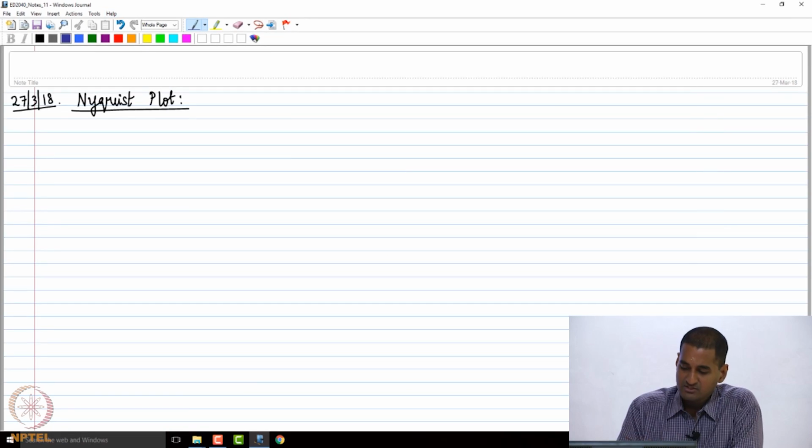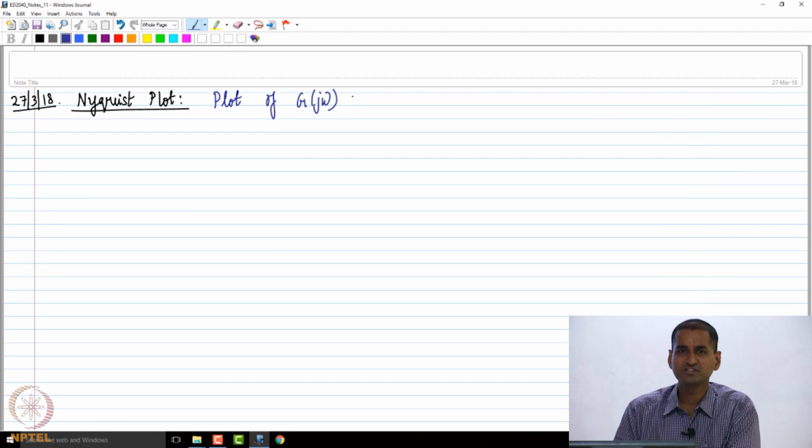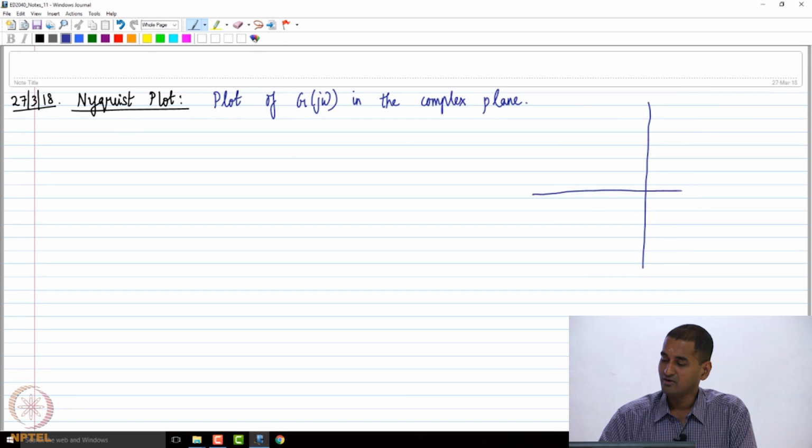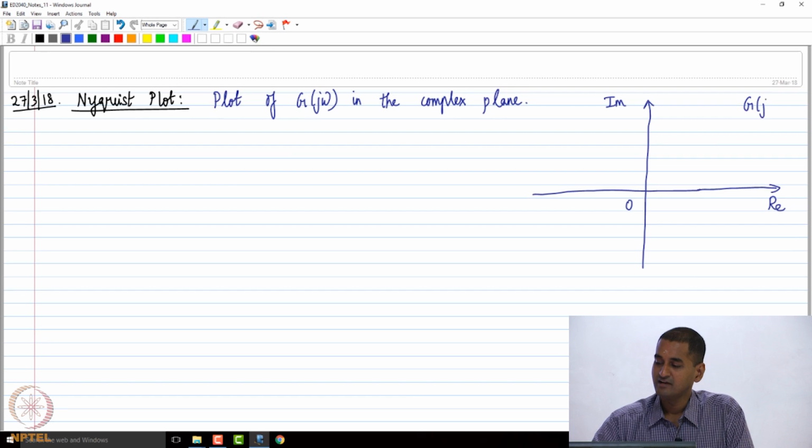Okay. So what is this Nyquist plot? A Nyquist plot is nothing but the plot of G of j omega, which is the sinusoidal transfer function, in the complex plane. That's it. So it is pretty straightforward to understand. What we do is essentially plot the real part of the sinusoidal transfer function versus the imaginary part of the sinusoidal transfer function in the complex plane. Okay, so that is the Nyquist plot.